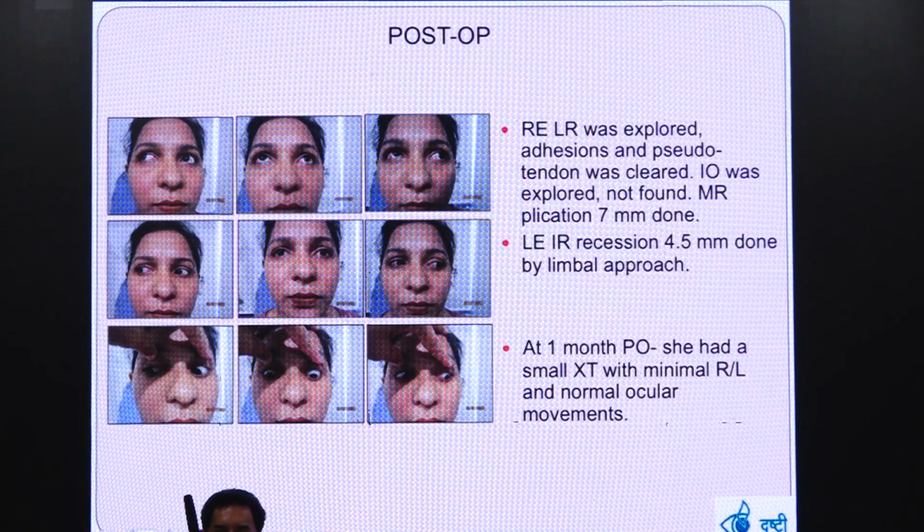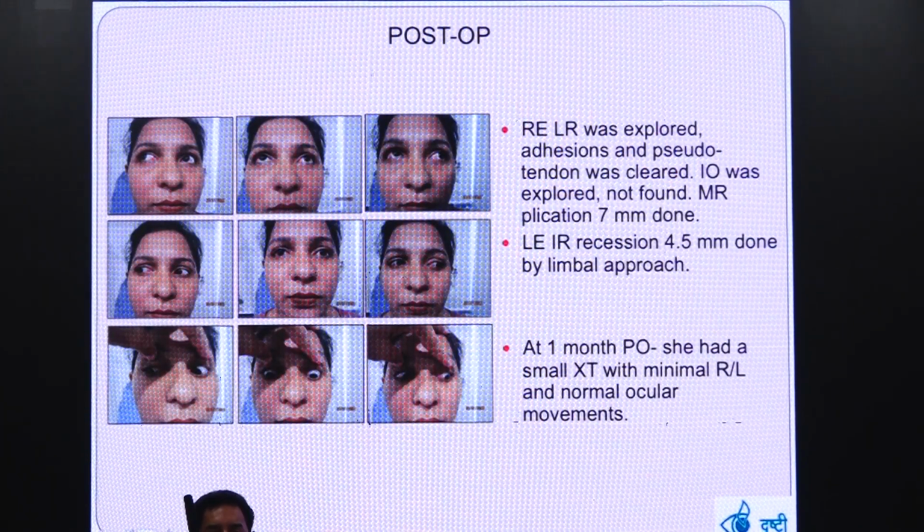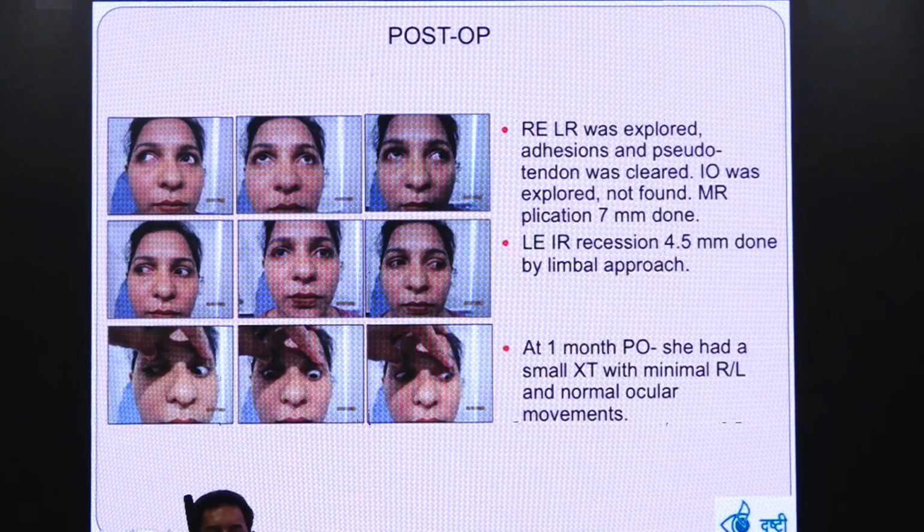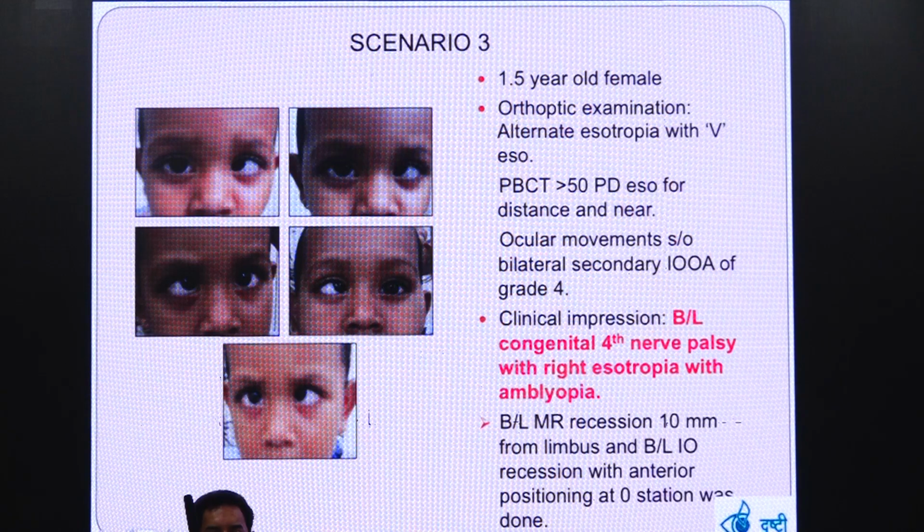So did a plication of 7 millimeters of the medial rectus, and then left eye inferior rectus recession of 4.5 millimeter was done. So this was post-op, though the exo did not get corrected fully, but she was much better than previous as when she came, and even some amount of hypertropia also remained. So this is another case.